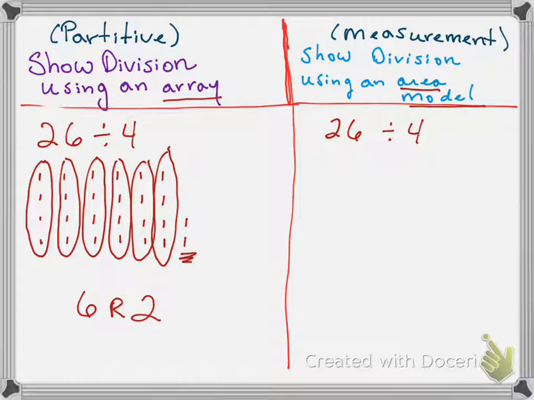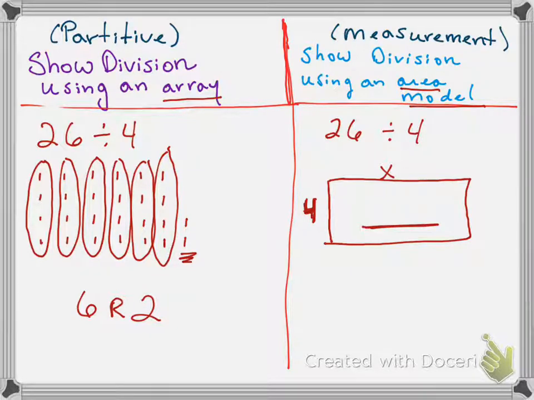And the one with the area model, that's going to look a little different. Using the area model, let's create a rectangle. Just like over here, the width is going to be a 4, and we've got a rectangle like this. And we're going to say 4 times what is going to give us the measurement of the inside of here, that area.